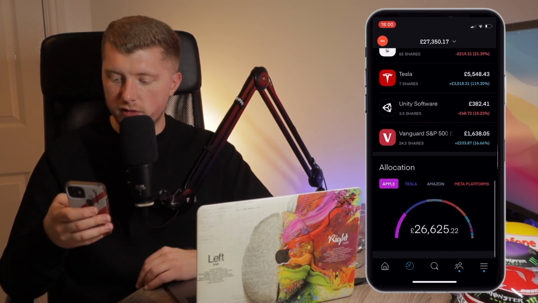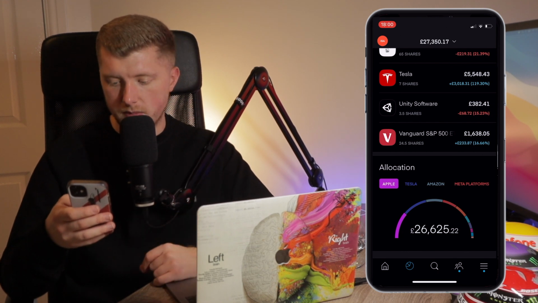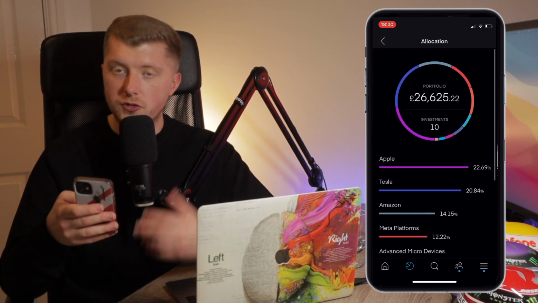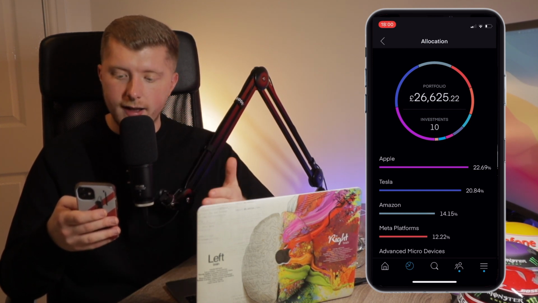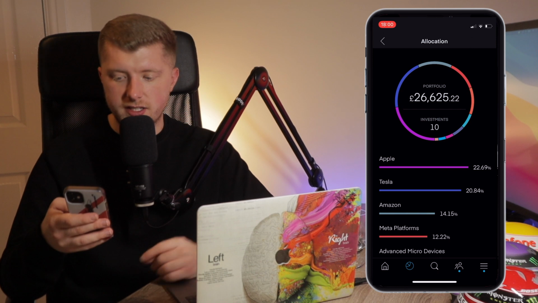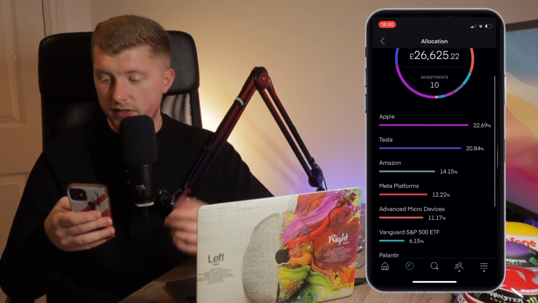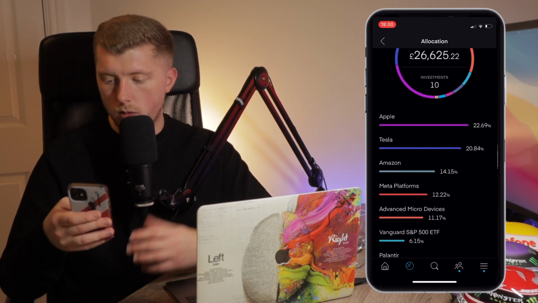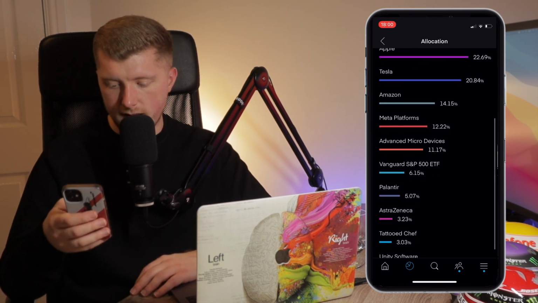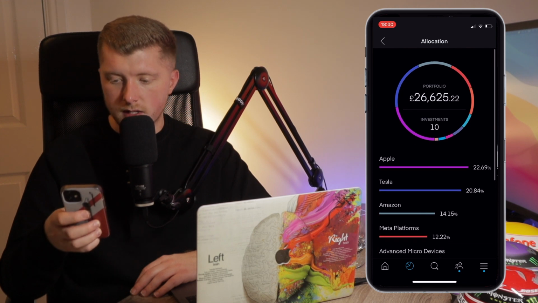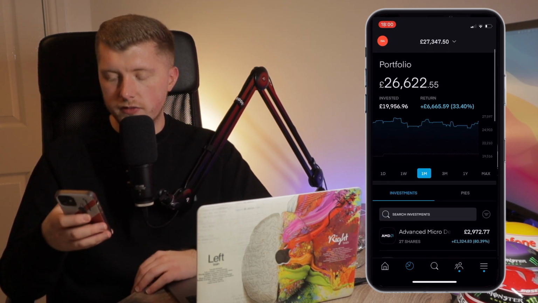But at the bottom of the portfolio, you can also see my total investment allocation. So if I just click on that, it gives you a breakdown of the portfolio and the percentage allocation which you have towards each stock or perhaps even ETF within that portfolio. So for now, you can see I've got 22% in Apple, 20.8% in Tesla, 14% in Amazon, 12% in Meta, and you get the picture. So that's the portfolio view, if you like.